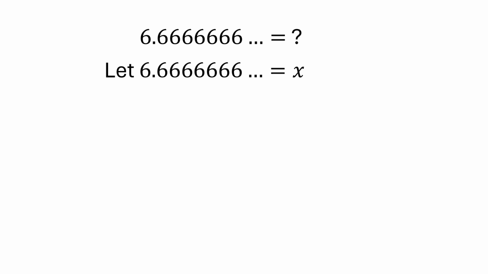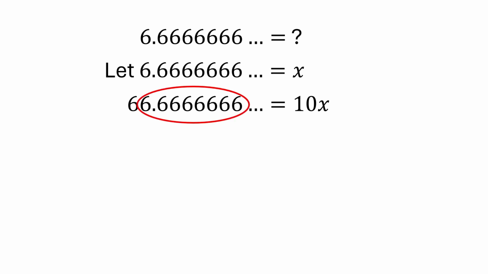The best way to do this for this scenario is to simply multiply both sides of the equation by 10. That allows me to get 10x on the right side, and then it allows me to just move that decimal place once over so that I get 66.6 recurring. And the cool thing about that is I can see my original value, 6.6 recurring, which has the value of x, already in that value.